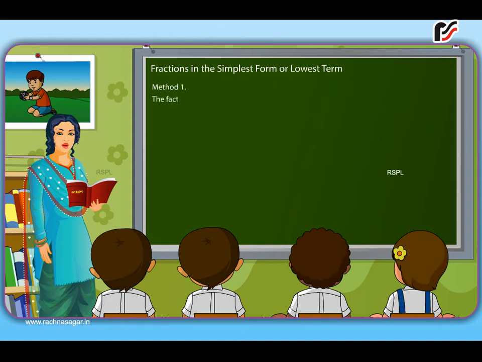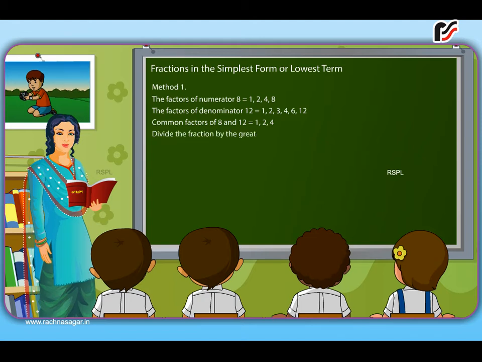Method 1. The factors of numerator 8 are 1, 2, 4, 8. The factors of denominator 12 are 1, 2, 3, 4, 6, 12. Common factors of 8 and 12 are 1, 2, 4. Divide the fraction by the greatest common factor, which is 4. So, dividing 8 by 12 by 4 is equal to 2 by 3.